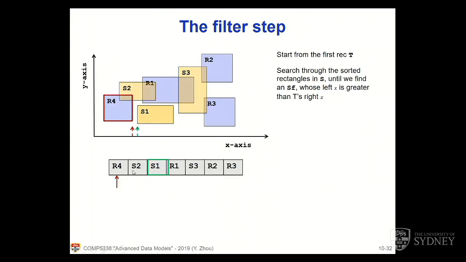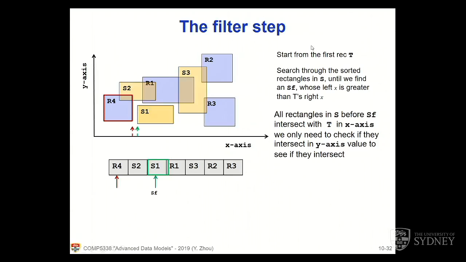Everything we've seen so far is possible to intersect on the X range. So it's possible to intersect on the X-axis, but we need to check if it also intersects on the Y-axis. And if it does, then that's a result. And this one it is.